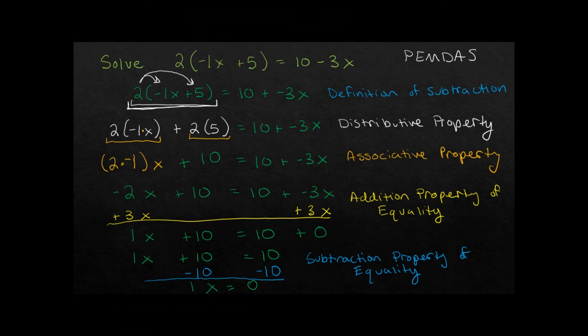Now 1 times x is the same thing as x. We saw that before, so I don't even really need that 1 there. Normally, if I had more room, I would write out every single step here so you guys can see all the rules we're using. But this tells us that our answer is 0. So if I put 0 in for x, that will make this equation true.